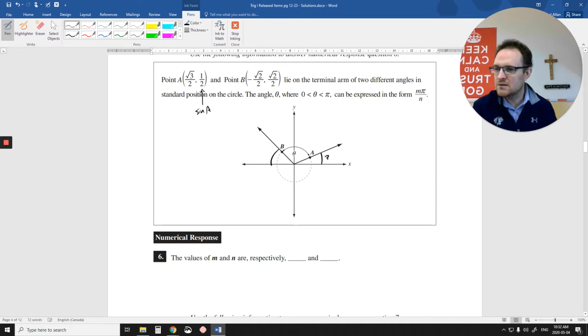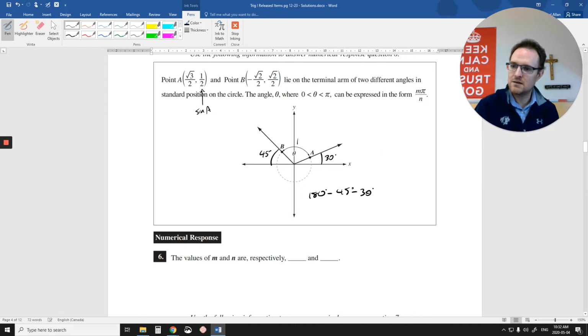So sine A is a half. That means this angle is 30 degrees. Okay. Both of these are the same. So that means this is 45 degrees. So I'm going to go 180 minus the 30 minus the 45. Yep, sounds very familiar. And we get 105 degrees. So I'm just going 180 minus the 45 minus the 30. And I got 105 degrees. This is 105 degrees here.